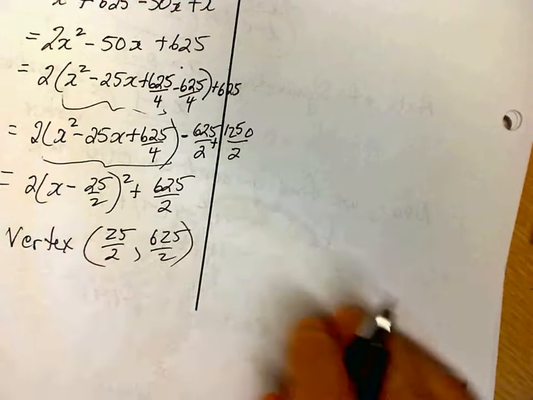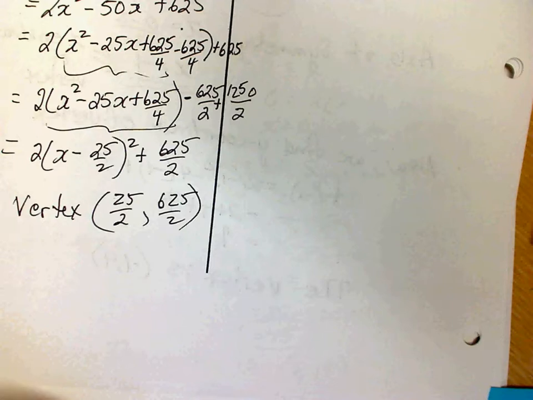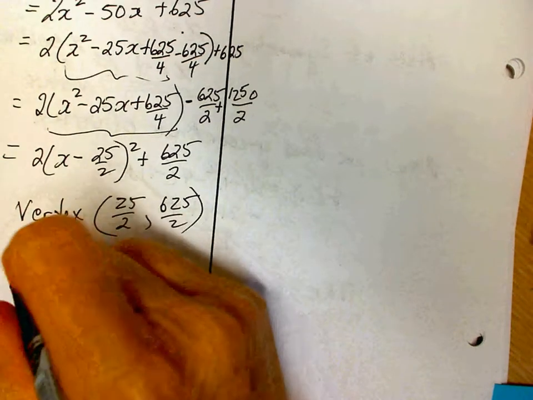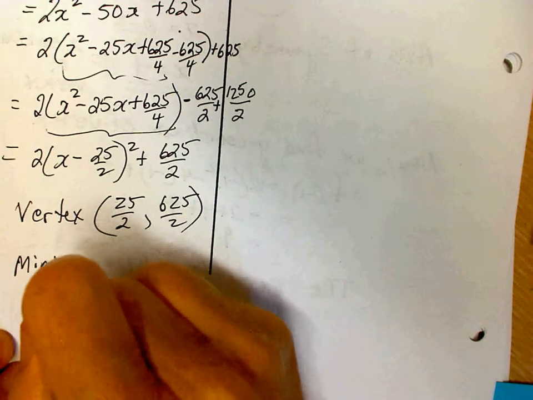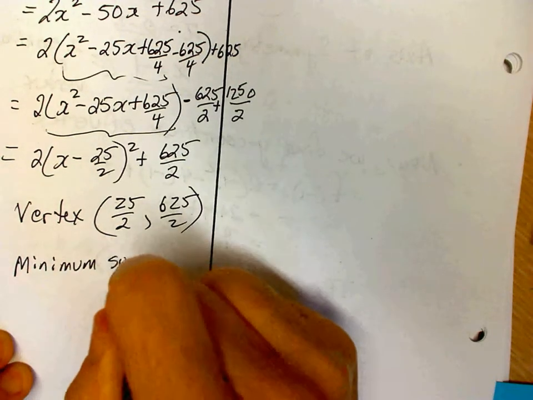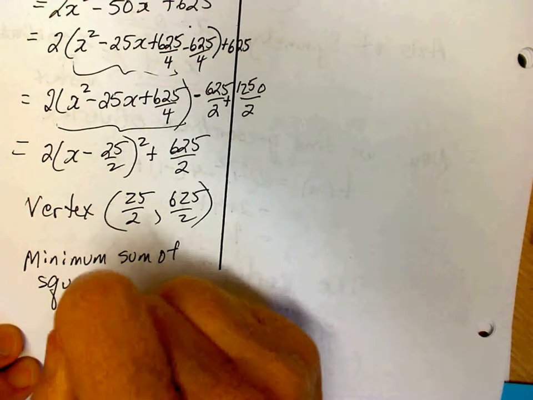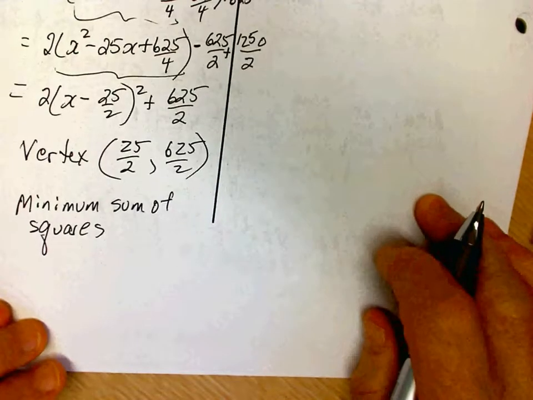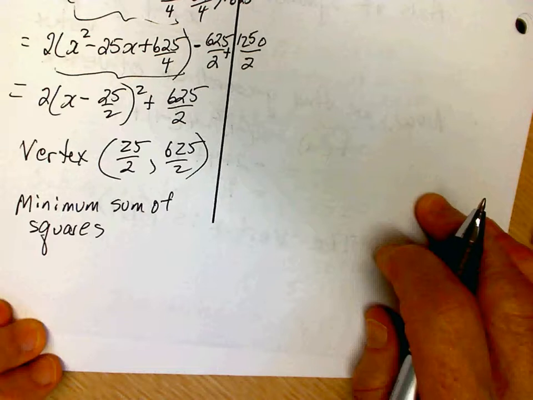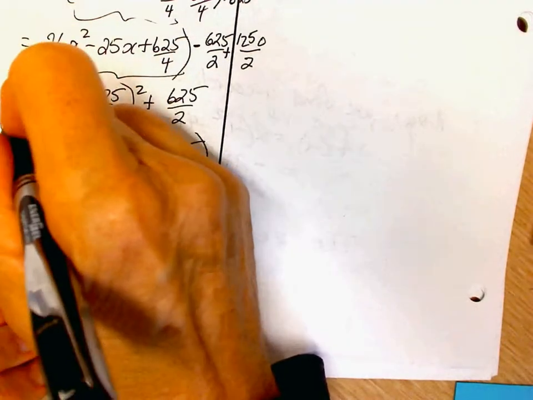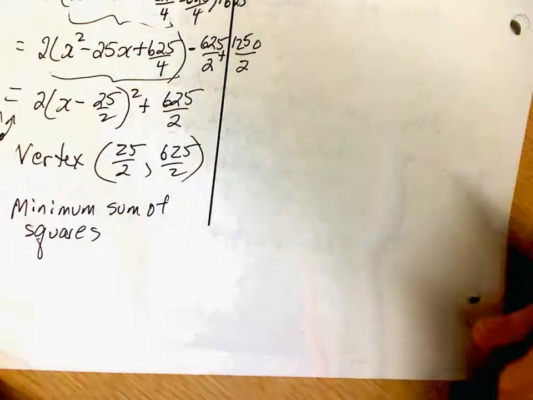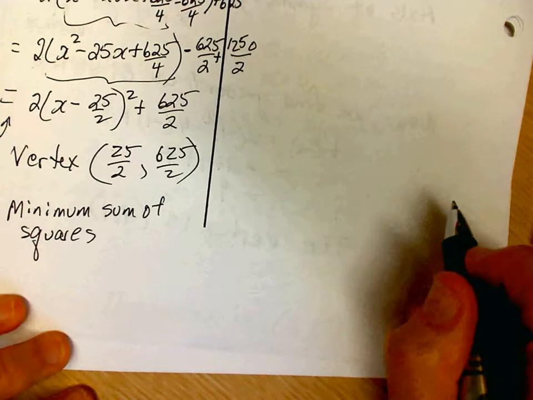Right? So, what is our minimum sum of squares? What's our minimum value? What's our minimum? Right? It's opening up, so we know the vertex represents our minimum. What is our minimum? Yes?